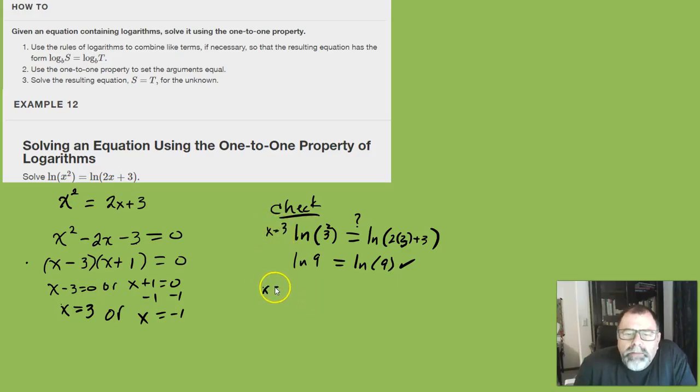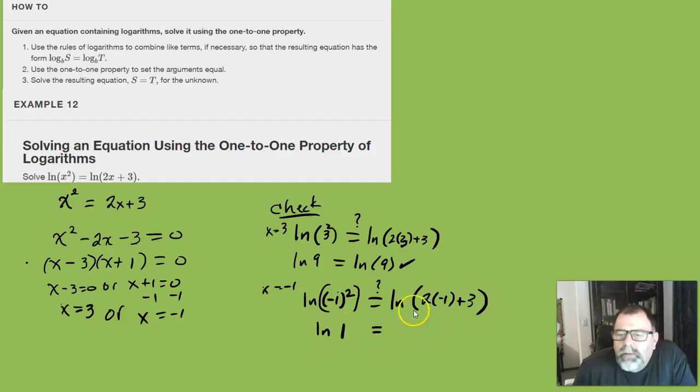Now check x equals -1. So ln of -1 squared, does that equal ln of 2 times -1 plus 3? So -1 squared is 1, and then 2 times -1 is -2, plus 3 is 1. So they both work. So we have two solutions, 3 and -1.